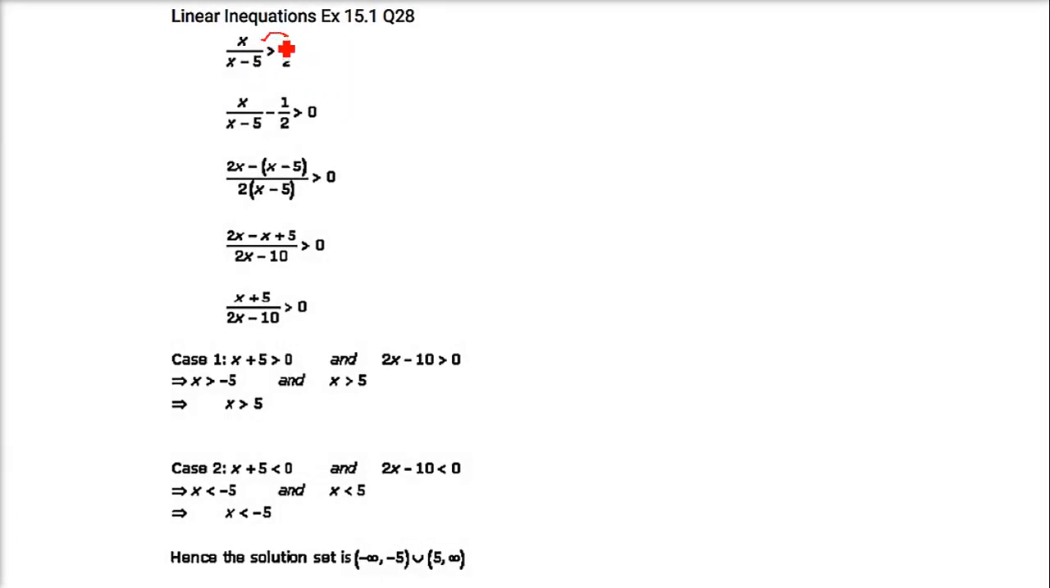Now bring this half here, so minus half, 2 into x minus 5 by 2 into x minus 5. So you get this term x plus 5 by 2x minus 10 greater than 0. So both are positive or both are negative. This gives you x greater than minus 5, x greater than 5. So we take the higher one, x greater than 5. We have x less than minus 5, we have x less than 5. So we take the lower one, x less than minus 5. This gives you minus 5 to minus infinity, and this gives you 5 to infinity. And you take the union of these two. This is the solution.